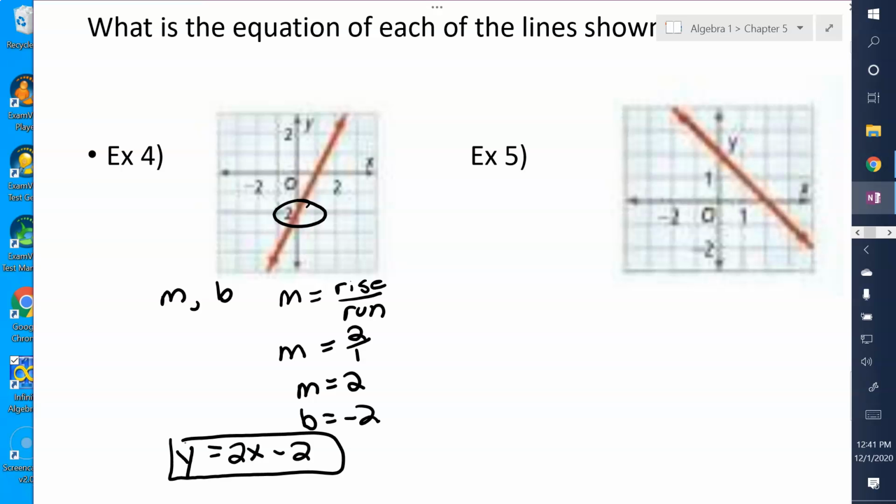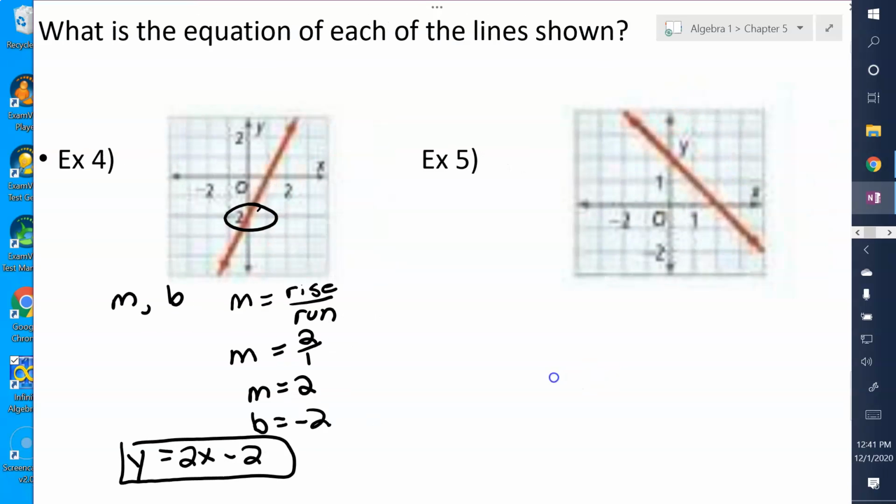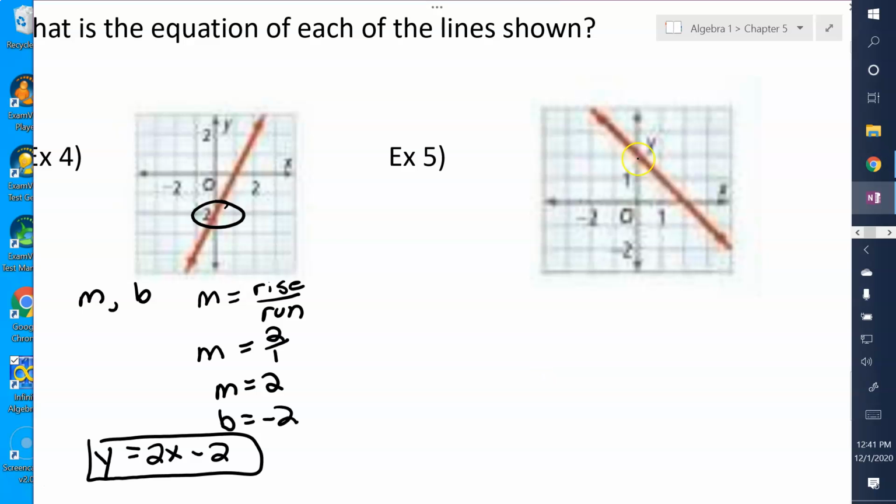My next example, notice that this line is going downhill, so make sure your slope is negative. Pick 2 points that line up on the grid. I'm going to start here. I have to go down 2, and then I have to go to the right 2. So my slope, my rise is down 2, so that's a -2, and my run is to the right 2, that's a +2. So my slope is a -1.